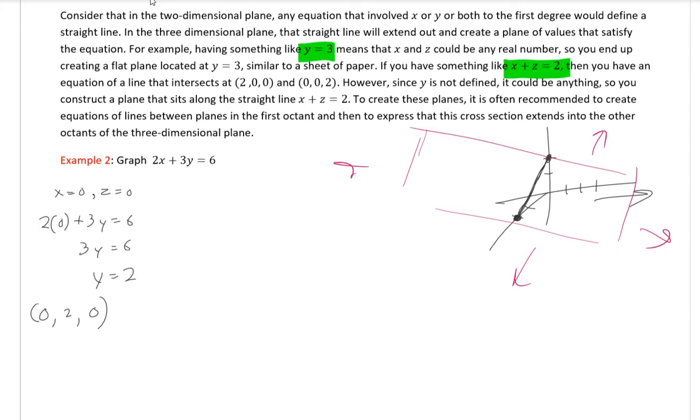Just like if you were to plug in and find points on a line by plugging in any given numbers. I could do the same thing for, say, I set y equal to 0 and z equal to 0. Note that z actually isn't even relevant here. If I plug in y and z as 0, I get 2x plus 3 times 0 equals 6, or 2x equals 6, therefore x equals 3. So I now have a coordinate 3, 0, 0.